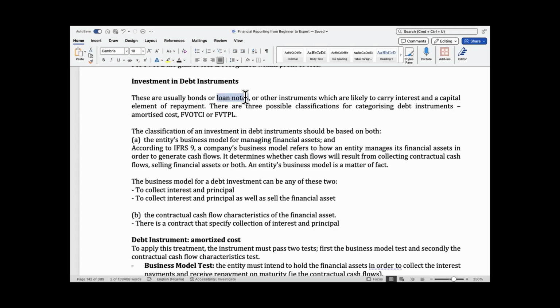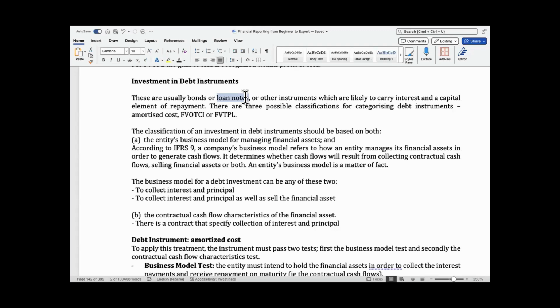So majorly, what we want to learn here is around how you treat the interest and how you treat the principal. That's the major issue around its measurement. How do you treat the interest? How do you treat the principal? That's the major measurement issues here.